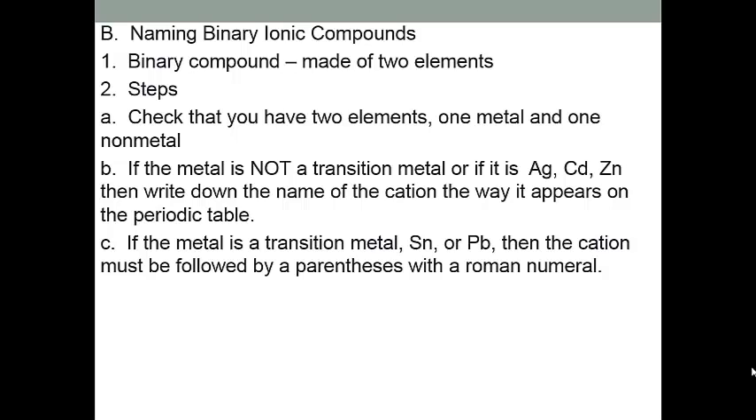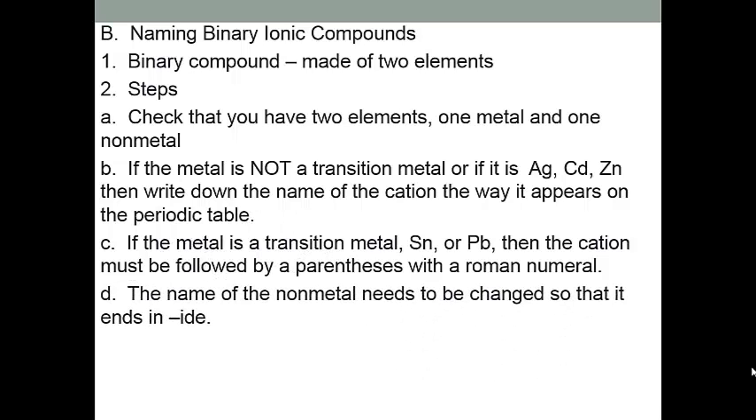If it is a transition metal, so if it's in that big block that we labeled as transition metals that need Roman numerals, or if it's Sn or Pb, tin and lead, then you want to add the parentheses, and you're going to put a Roman numeral in there, and I'll show you how you can figure that out. The name of the nonmetal, that one just needs to change. Remember, we take the ending off and we add the IDE ending.